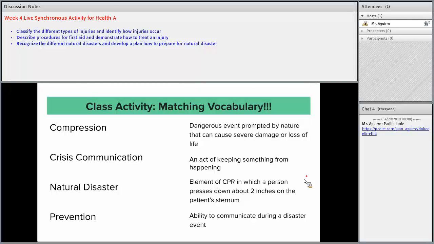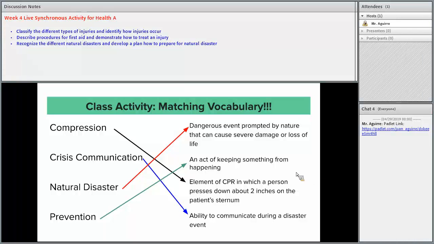All right. Let's see what you got. 1 is to C. 2 is to D. 3 is to A. And 4 is to B. There we go. Interesting, interesting.